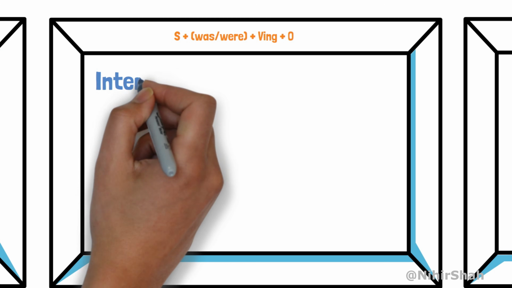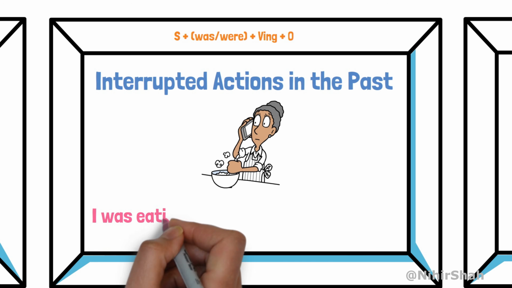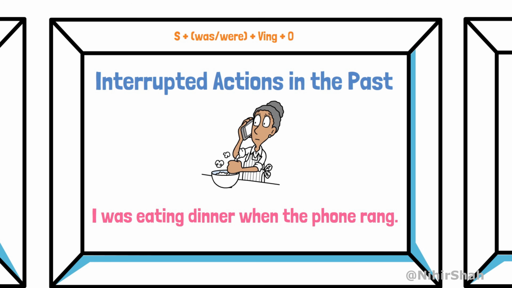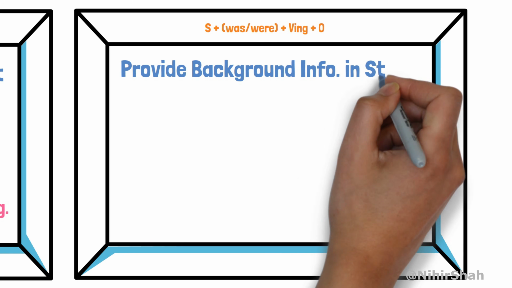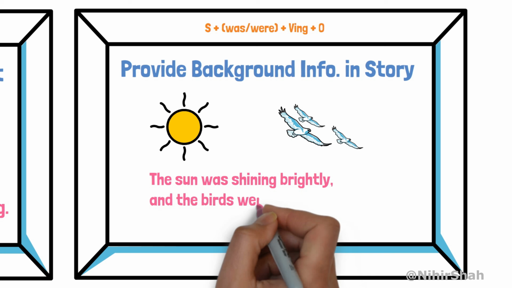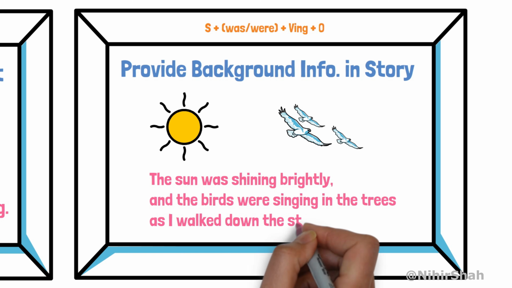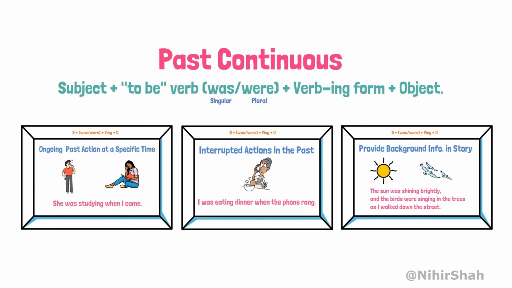Number 2, to describe interrupted actions in the past. I was eating dinner when the phone rang. And number 3, to provide background information in a narrative or story. The sun was shining brightly and the birds were singing in the trees as I walked down the street. So, the past continuous tense is used for ongoing actions at a specific time in the past, interrupted actions, and providing background information.